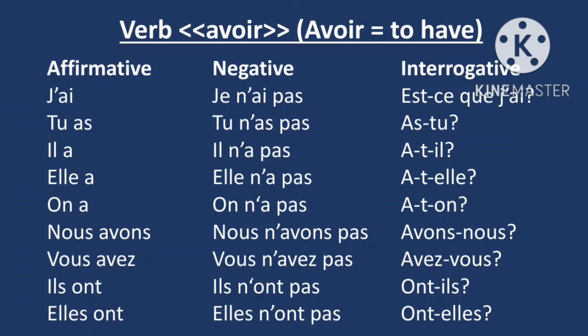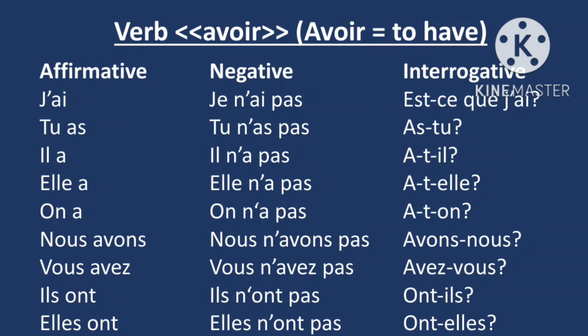And have you noticed a-t-il and a-t-elle? Yes, we have put T between a and il because a-il doesn't sound good, right? So both are vowels, that's why we have put a consonant T. A-t-il and a-t-elle, also a-t-on. You must also know that il and ils are used for masculine nouns, and elle and elles are used for feminine nouns.